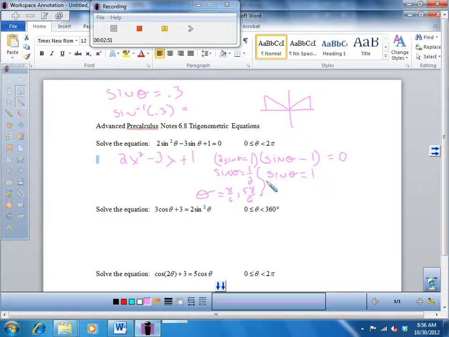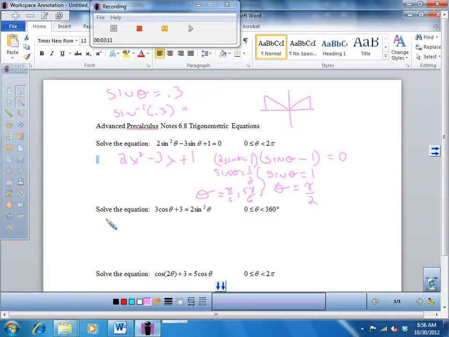Sine of theta equals 1. So theta equals, there's only one place between 0 and 2 pi where sine of theta equals 1. What's that? Pi over 2. And so this has 3 answers.